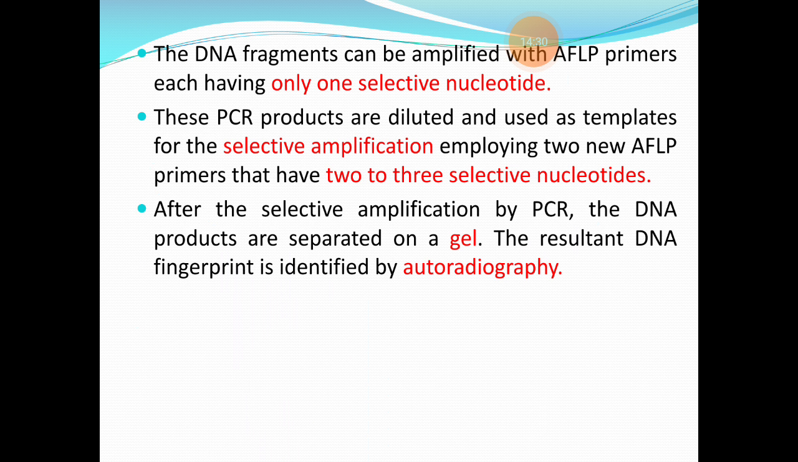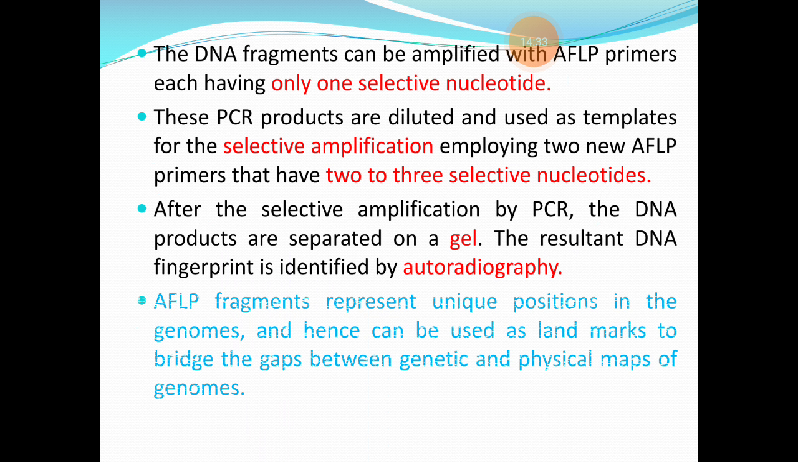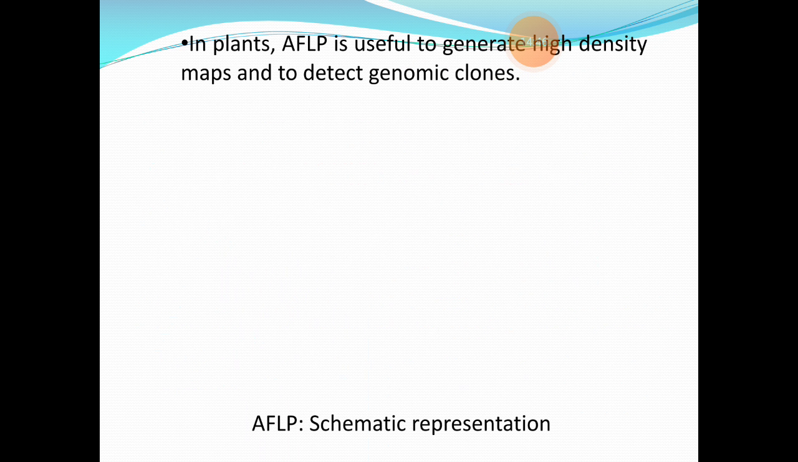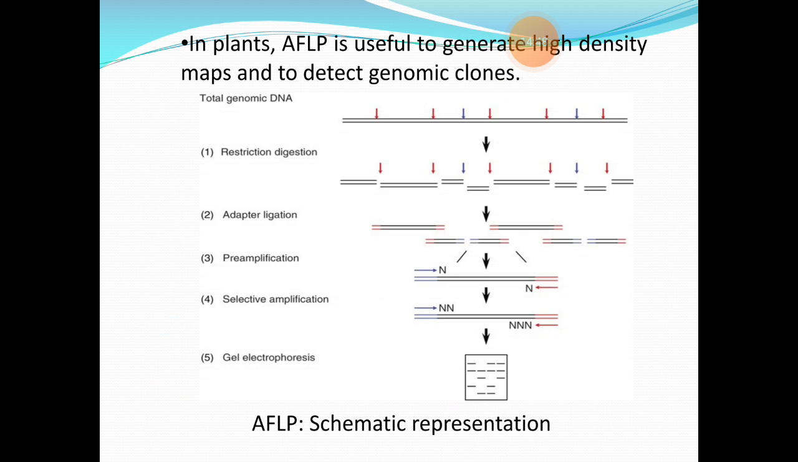So 2 to 3 nucleotides, then you will run on a gel by autoradiography. Now, again, this is a very important concept, what I have stressed already, right? They serve as landmarks to bridge the gaps between genetic and physical maps of genomes. Then, you can see this schematic representation. What all I have explained with one particular instance, I have given as a general schematic representation.